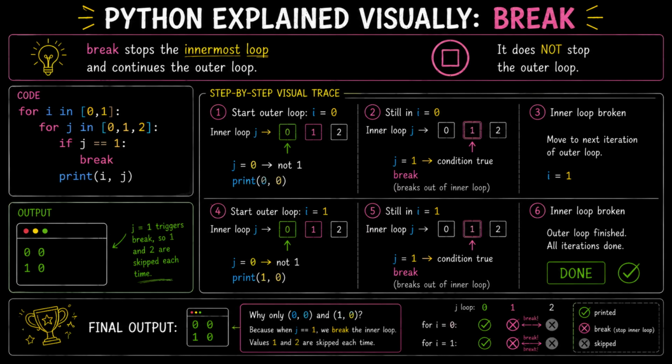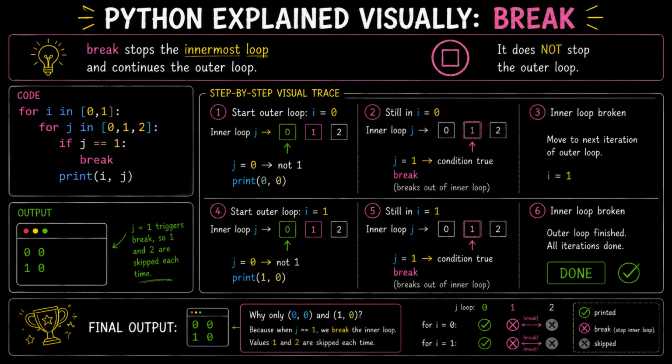So we run 0, when i is equal to 0, then we come to j when j is equal to 0. j isn't equal to 1, so it's going to run, which is why we get 0 and 0. Then, while i is still 0, we're not going to print when j is equal to 1. That is the condition we're trying to meet, so it breaks. So that inner loop now ends.